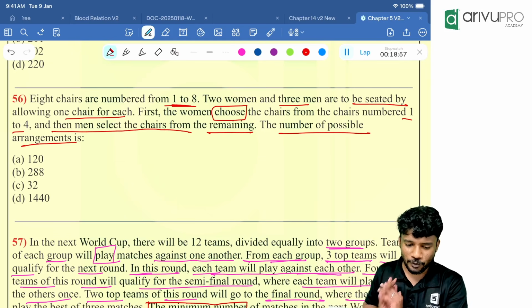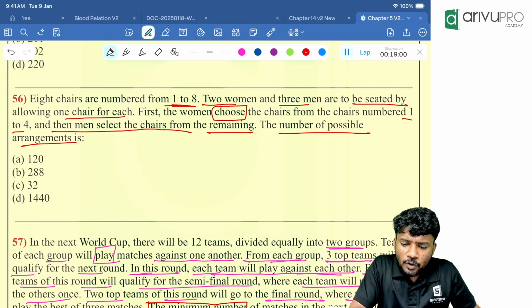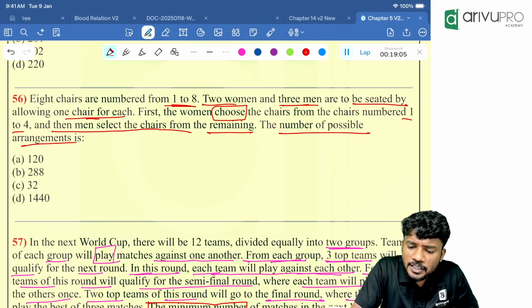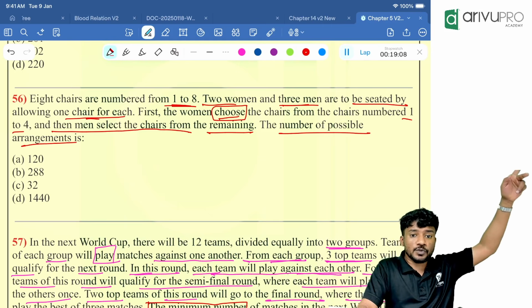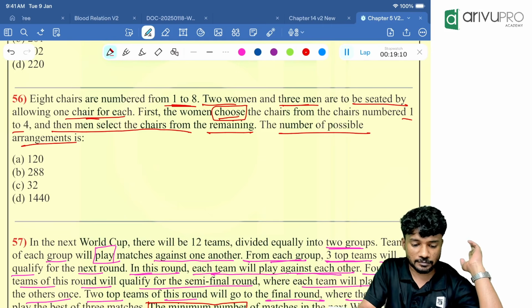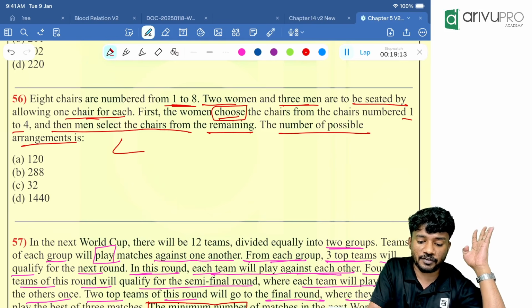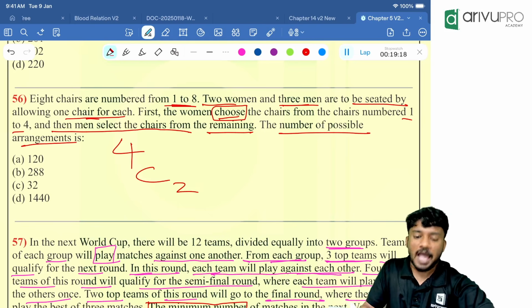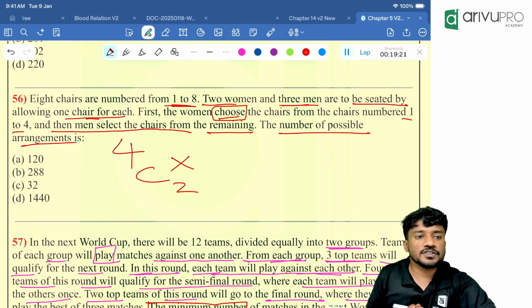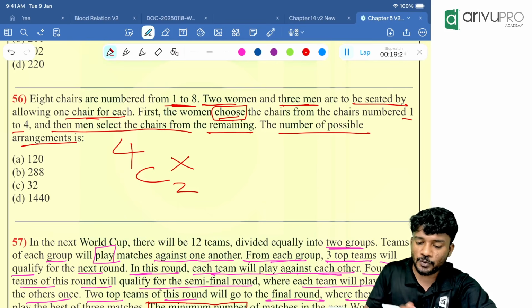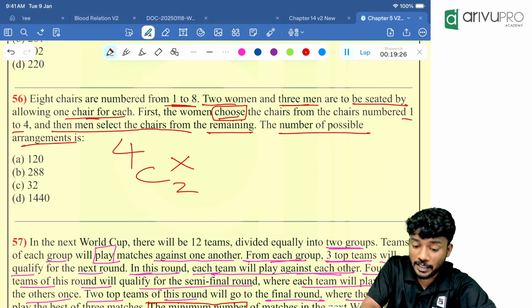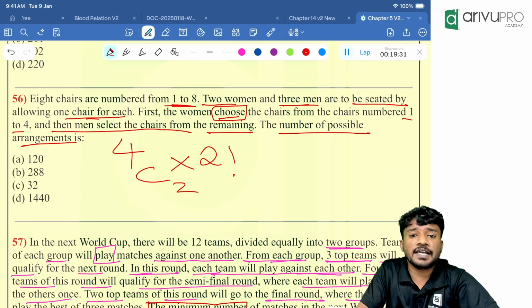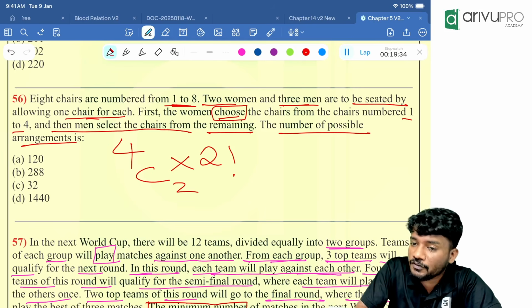Now look here. We need to talk about 2 women and 3 men to be seated, allowing 1 chair for each. First, the women choose the chair. Women can choose from how many chairs? 1 to 4. That means they can choose from 4 chairs. And how many women are there? 2. After choosing, they should sit, right? So 4C2 into the number of ways 2 women can sit, which is 2 factorial ways or 2P2 ways. That is the first case.